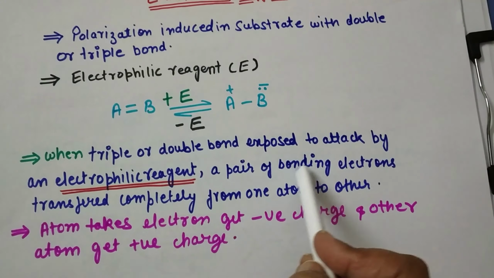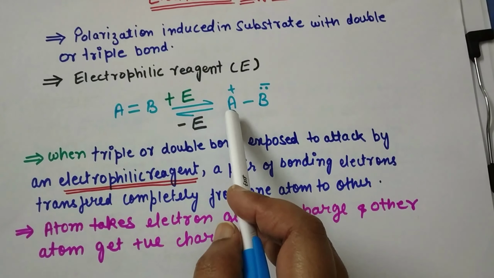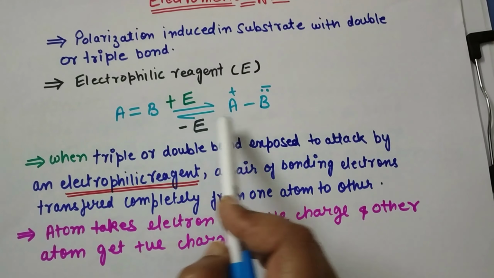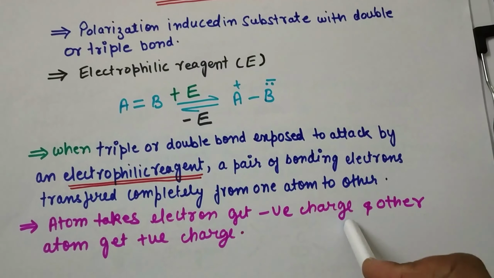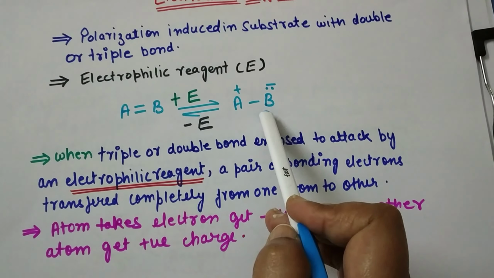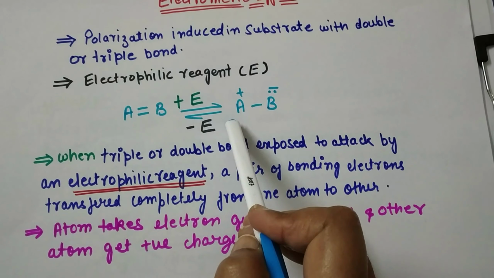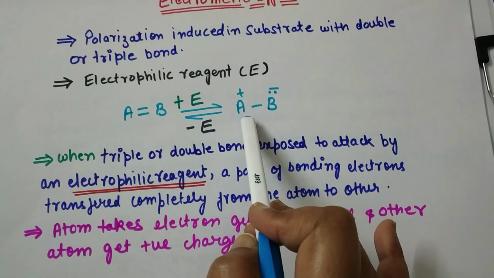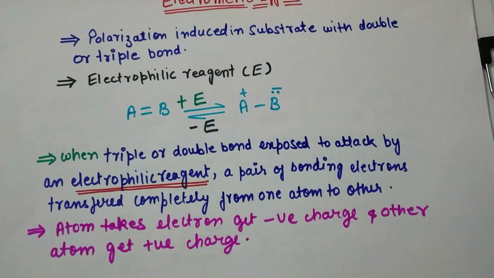So here you can see a pair of bonding electrons will transfer completely from one atom to another atom. In this case there is a complete transfer of the electrons present in the second bond to B. The atom that takes the electrons gets a negative charge and the other atom gets a positive charge. Again, B gets the negative charge because there is a complete transfer of electrons, and A gets the positive charge because the electrons are transferred from A to B. The electrons which are shared by both A and B are now completely transferred to B, which is present in the double bond.